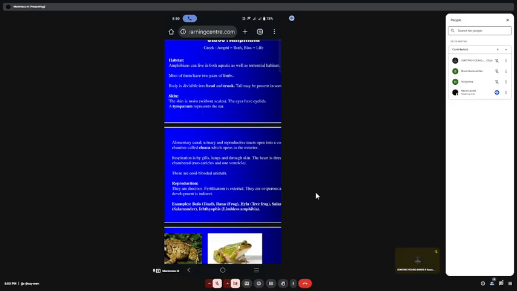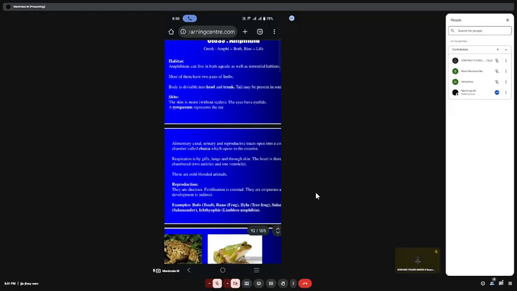The amphibians are the first quadrupedal vertebrates. Make a note of the spelling of quadrupedal: Q-U-A-D-R-U-P-E-D-A-L. Quadrupedal vertebrates, that means they can support themselves and move about on land.